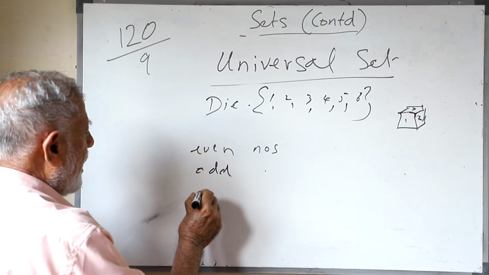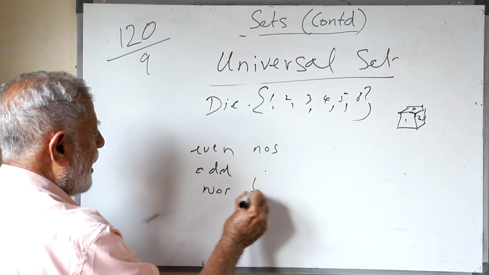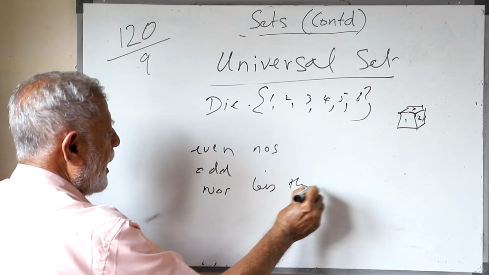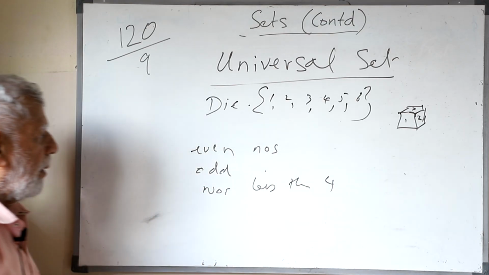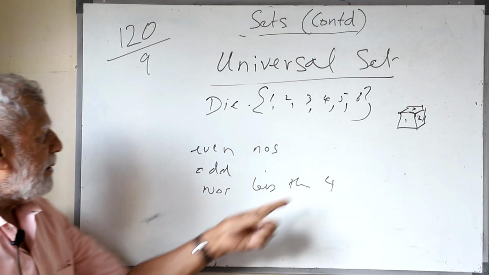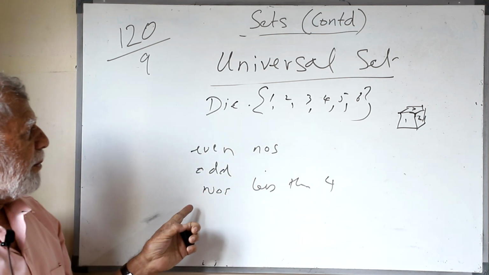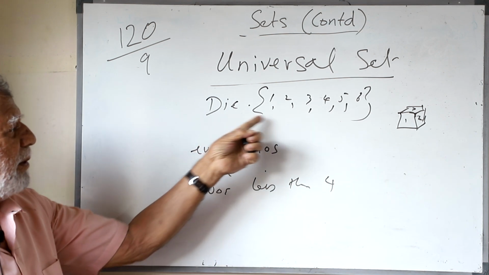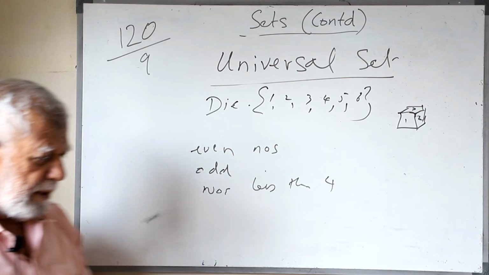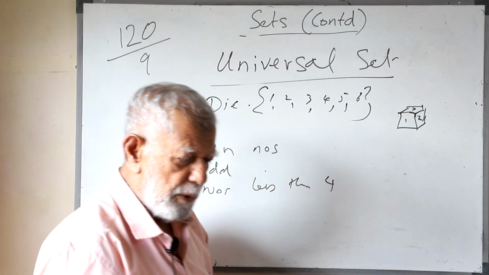We can say numbers less than 4. So all these numbers in a die become subsets, and the universal set will be numbers on a die. This is the example that they have given in the book. So that's all for you to go through.